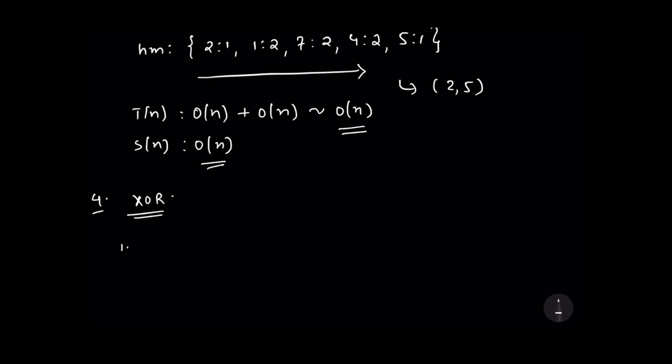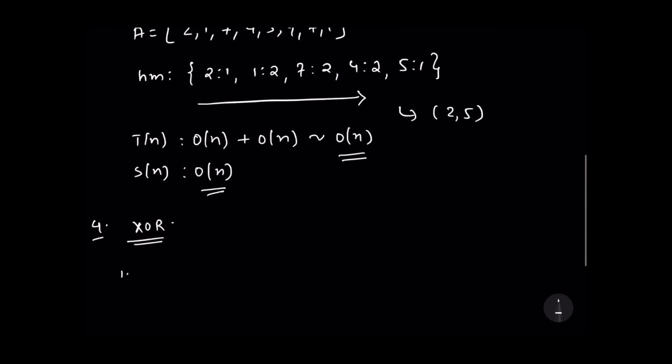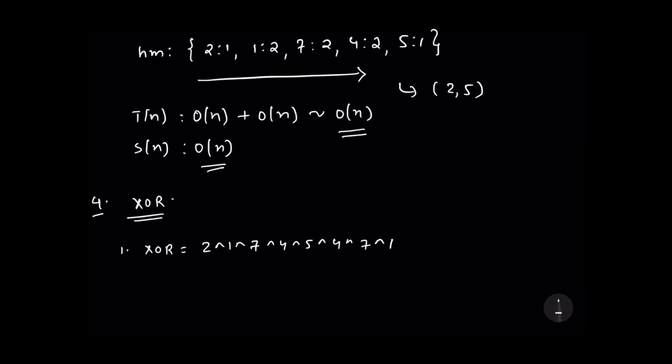My elements were 2, 1, 7, 4, 5, 4, 7, 1. So if I find the XOR of all elements in the array, it will be something like 2 XOR 1 XOR 7 XOR 4 XOR 5 XOR 4 XOR 7 XOR 1. If you have seen my previous video, you'd remember that all even occurrences of elements cancel out in XOR. So if I look at it, 1 and 1 are getting cancelled, 7 and 7 will get cancelled, 4 and 4 will get cancelled. So this XOR on the whole array will basically translate to 2 XOR 5.